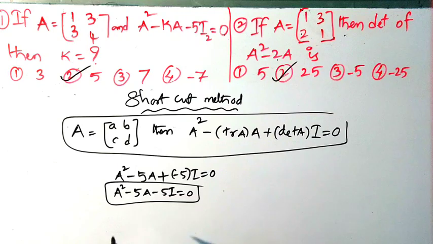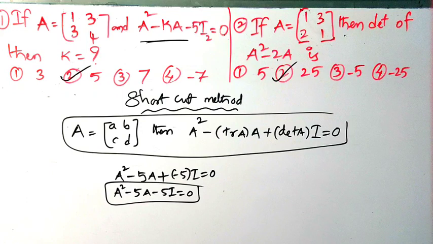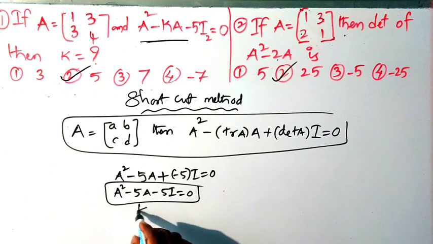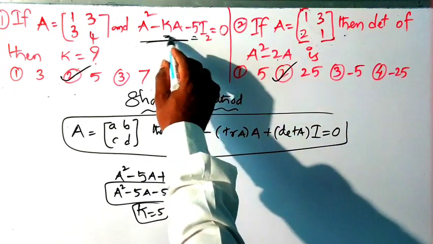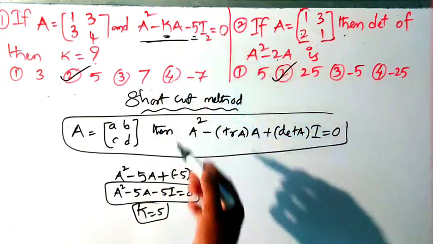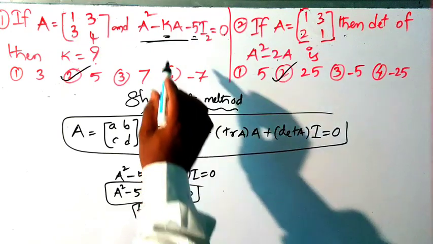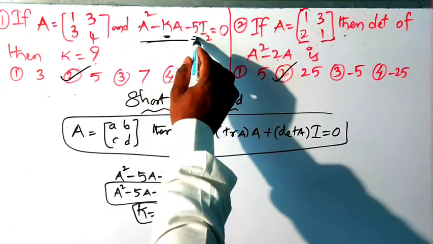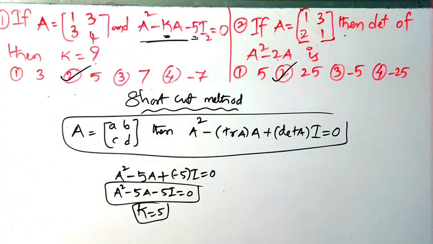So on comparing this equation to A square minus kA minus 5I, what we get here? k equals 5 we get it directly. Suppose here the constant value is given, but here this value is asked. We find out this value also. How to find it out? That is nothing but the determinant. Suppose here the k value is given, but the constant value is asked. How to find it out? That value is nothing but the determinant of this matrix we take here.